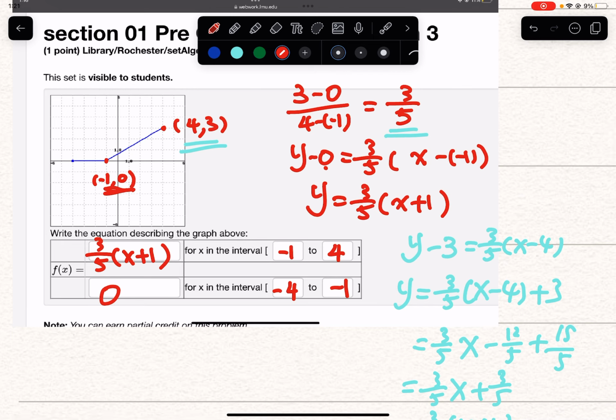Bottom line, you need to practice your skills of finding the equations of lines with 2 points given. Hopefully that helps you to resolve your concerns for this part of the homework.